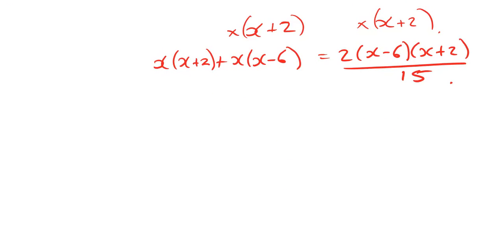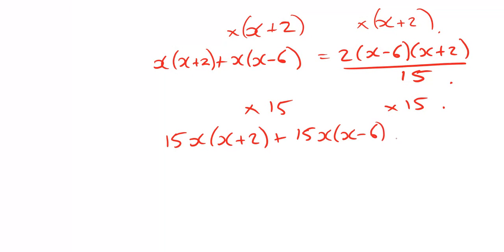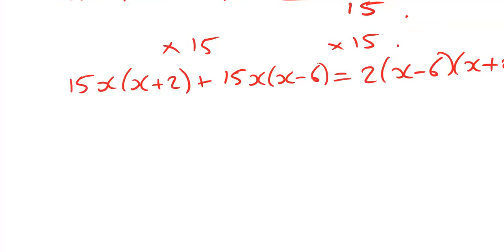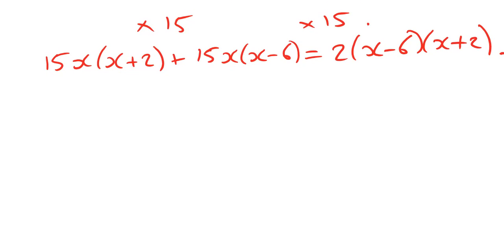Finally, we're just going to multiply both sides by 15 to get rid of that divide by 15 on the right-hand side. So if we do that, we're going to have 15x bracket x plus 2 plus 15x bracket x minus 6 is equal to 2 bracket x minus 6 bracket x plus 2. Now notice I haven't done any expanding yet. I could have done, but I want you to stay with me and follow this example very carefully and as easy as possible. So now we'll start to expand these brackets and see if we can simplify this into something that we can solve. So let's start with the left-hand side.